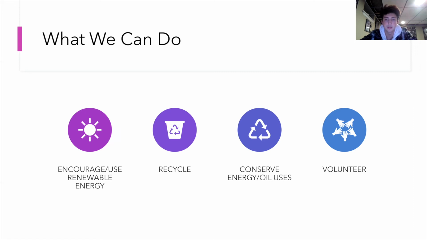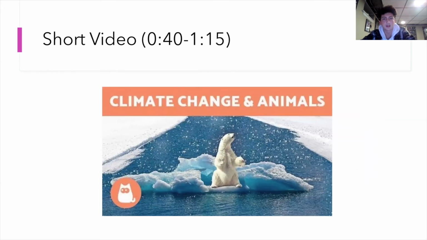Conserve energy, meaning things such as turn the faucet off when you're brushing your teeth. Don't take too long showers. Put the lights off when you're not in a room. Carpool if you can. And there's also volunteering. And by that, I mean, there's tons of pollution everywhere, and by volunteering, you can help clean it up, which will save many animals' lives, whether it's in the ocean or on land. So next, there's a short video.